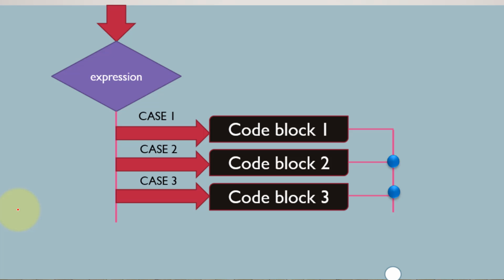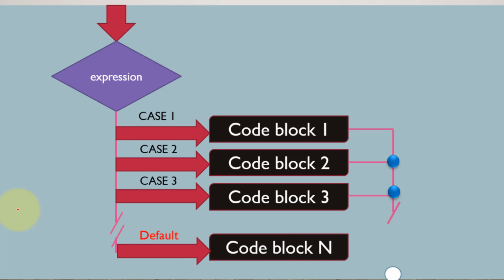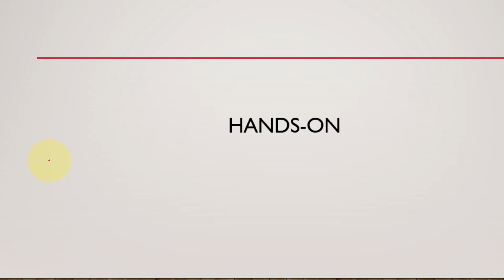However, if none of the options match case 1, 2, and 3, then it will go directly to the default option. And the default will perform code block N. So assuming we have our code here, then it terminates the program. Okay, that's how the flow diagram of using the switch statement works.